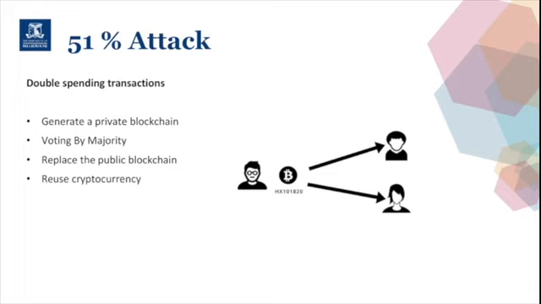One issue caused by the majority attack is called double spending. The attackers could generate a private chain and then replace the public one with more than half the voting power so that they could reuse the cryptocurrency.